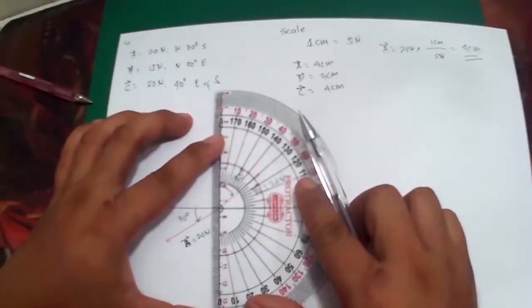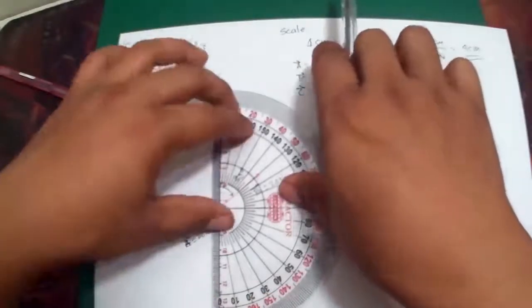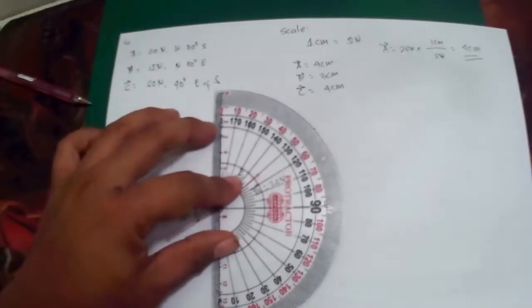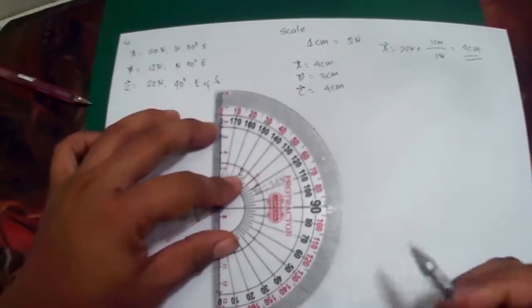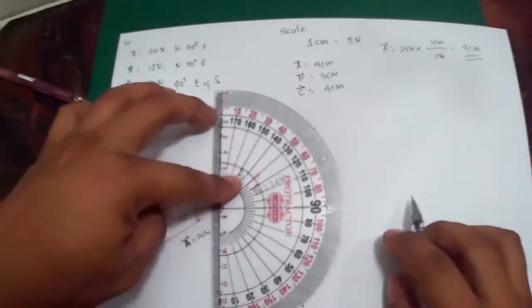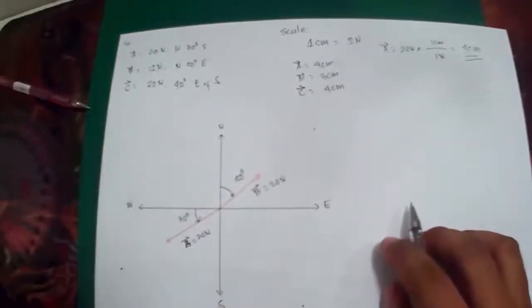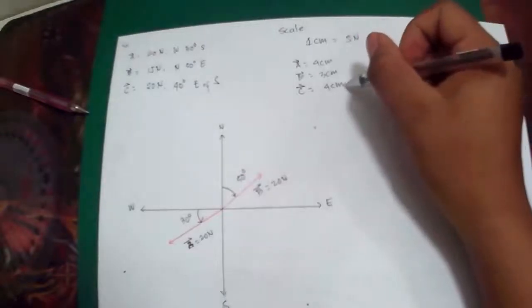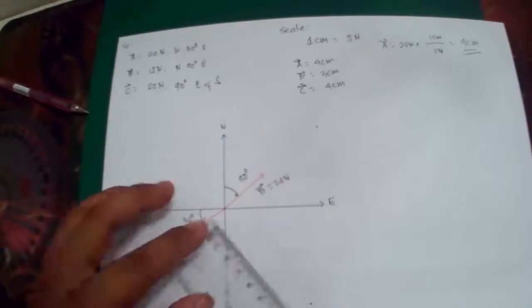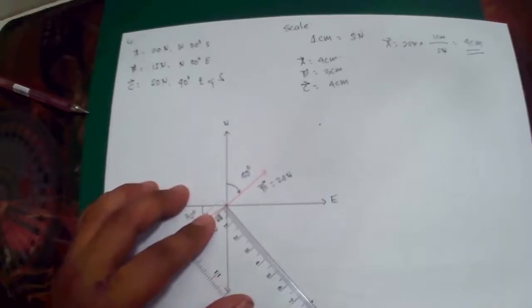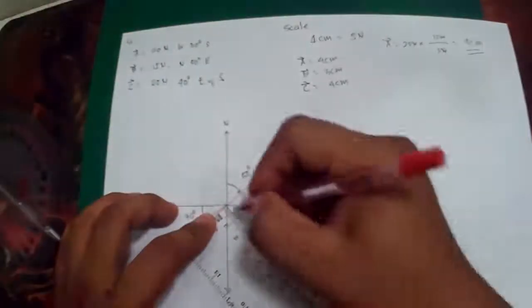So I will place my protractor like this one. And from south, I will count, what is the angle? 40 degrees. 0, 10, 20, 30, 40. So this is the angle here, 40. And I will grab my ruler. What is the scale of 20 newtons? 4 centimeters. So that's 4 centimeters from the point of origin and to that angle. I will stop on 4 centimeters.